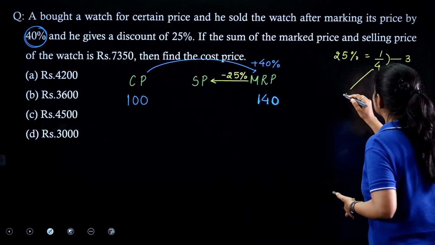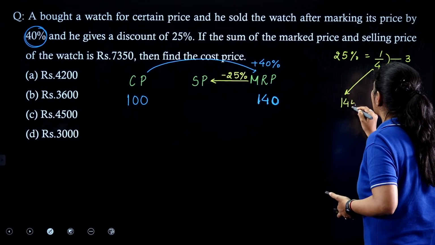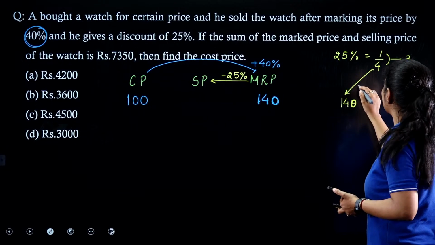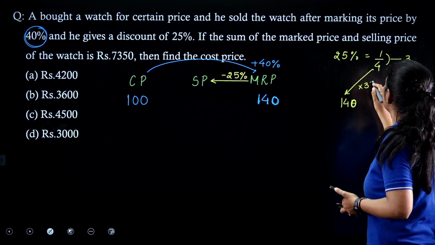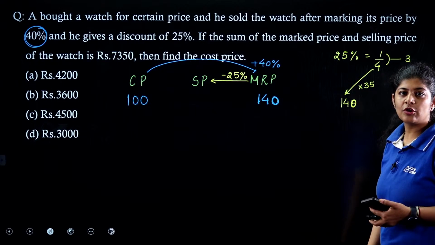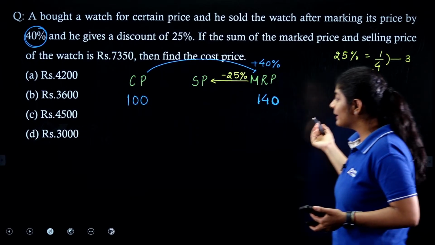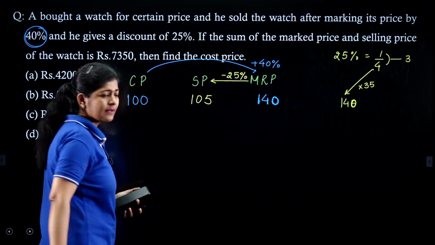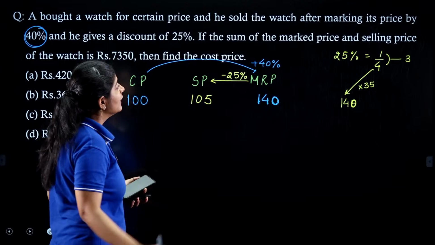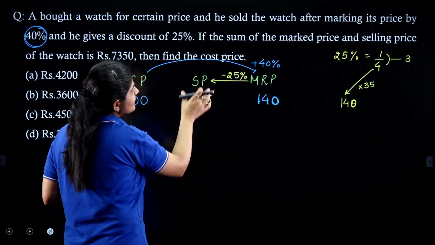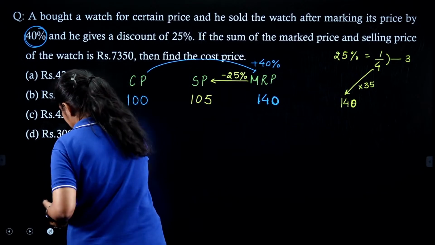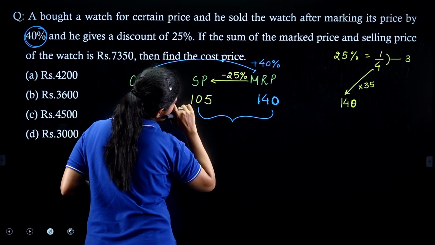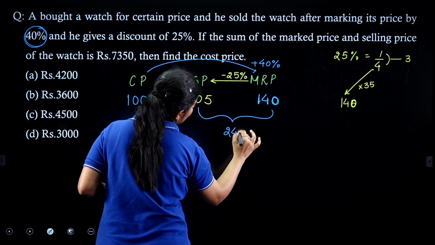But the marked price that I am having is 140, right? That means it is present on the multiple of 35. That means I am selling the watch for 105 rupees. Now, the question is saying that the sum of the marked price and the selling price, which we are having as 245.